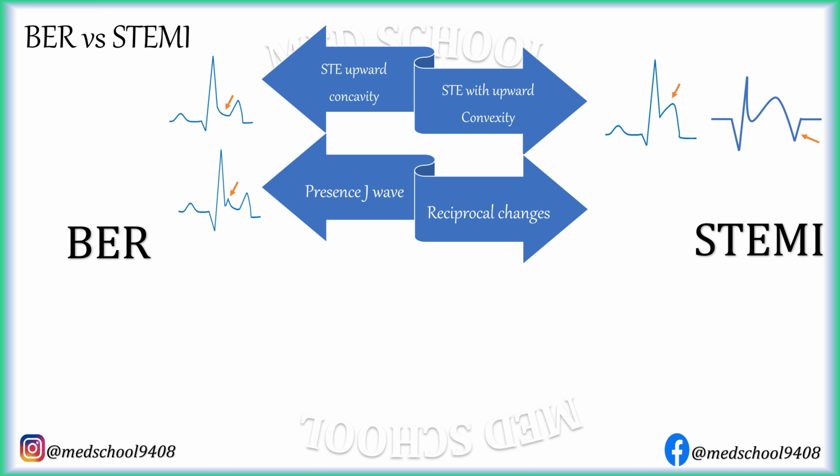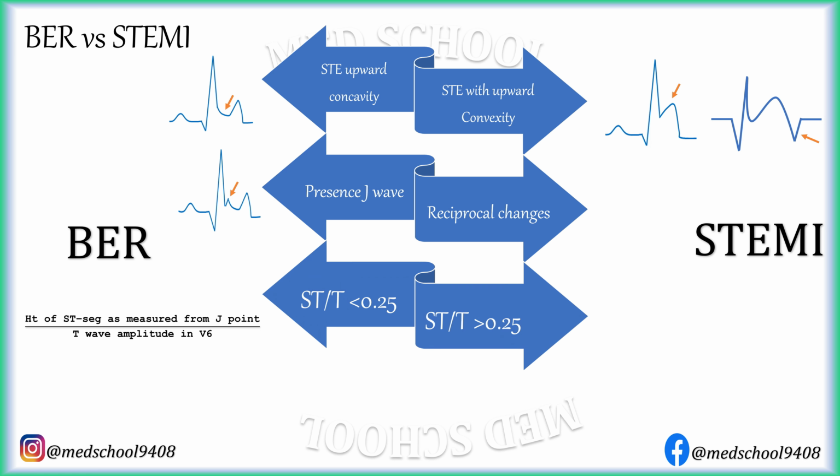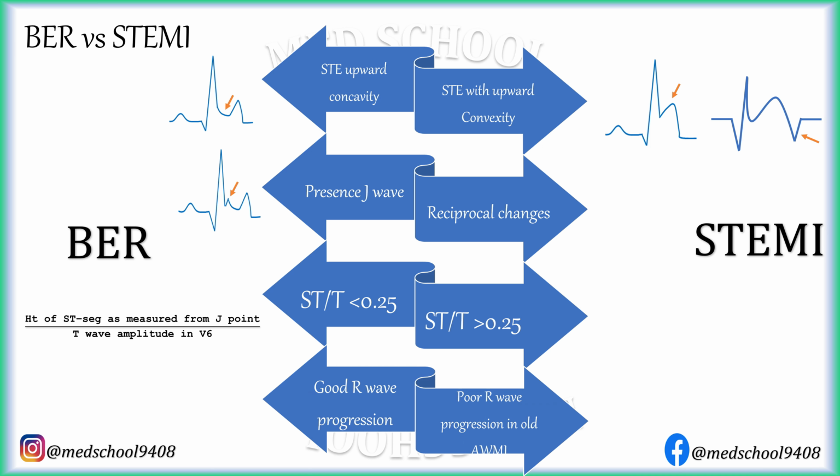ST-T ratio is obtained by dividing the height of the ST segment measured from the J point by the T wave amplitude in lead V6. In BER, ST-T ratio is less than 0.25, while in STEMI, ST-T ratio is more than 0.25. BER is usually associated with good R-wave progression, while old anterior wall MI can cause poor R-wave progression.